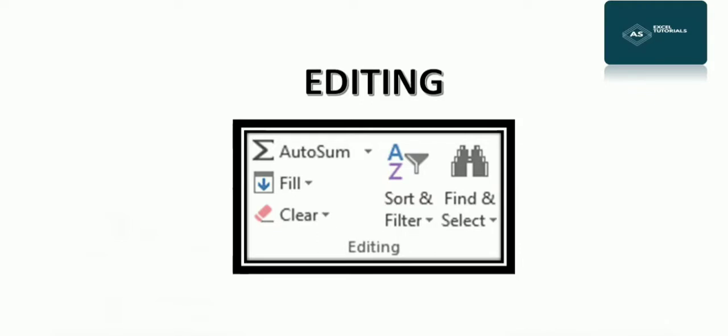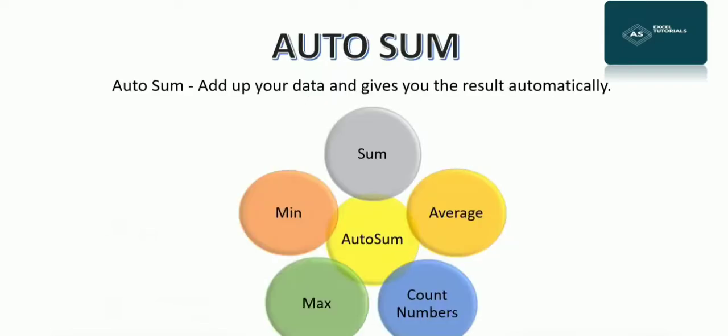In this video, we'll be discussing the editing section of MS Excel. As you can see on your screen, this is the editing section. Particularly in this video, we'll be discussing AutoSum. What is AutoSum? As the name suggests, AutoSum adds up your data and gives you the result automatically. But in AutoSum, there are other functions as well, which are as follows: sum, average, count numbers, max, and min. We'll understand each one of them in detail.